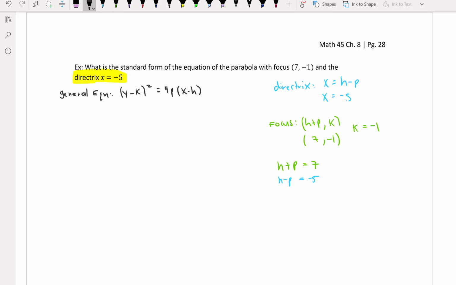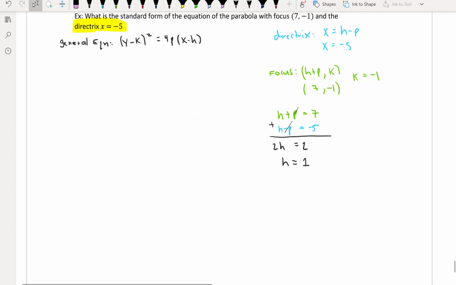So this is two equations, two unknowns. So I can add them together. I'm going to have 2h. The p's would cancel out. So 7 minus 5 is a +2. So h is equal to +1. So now I have my k value and I have my h value. And if I plug it back in, I can give you my p value.